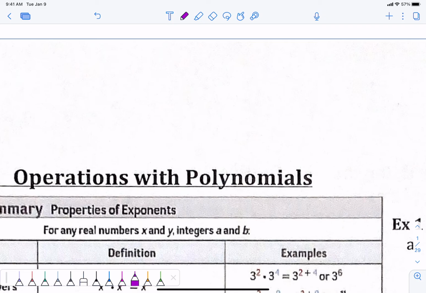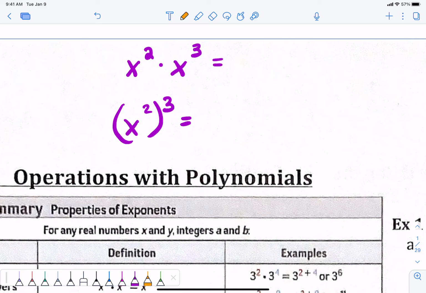On the ACT lots of times they will embed this concept just to see if you know the difference. They will test your knowledge of whether or not you know the difference between x squared times x to the third power and x squared cubed. There is a difference between those two things, and in one of them you're multiplying the exponents and in the other you're adding the exponents. Do you care to take a stab at which one is which?